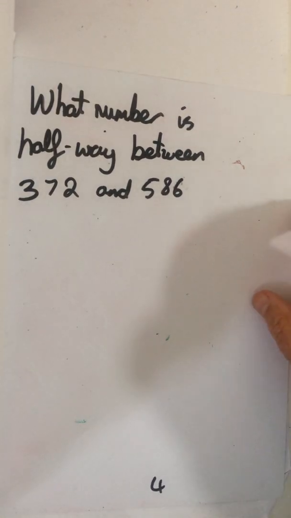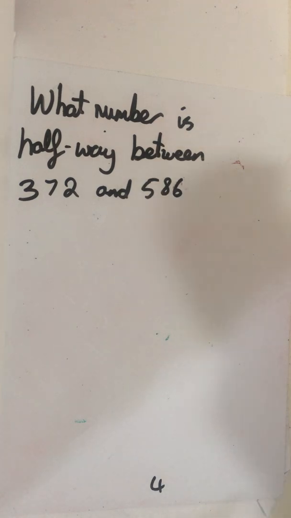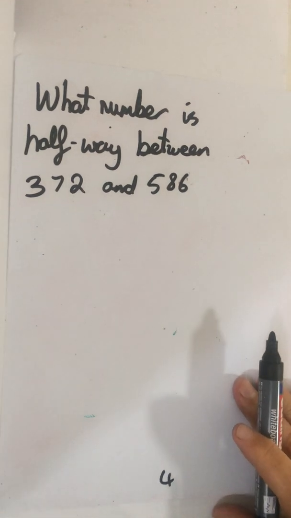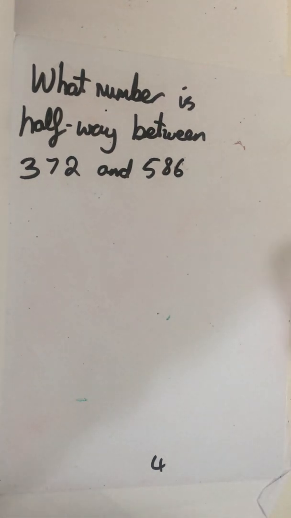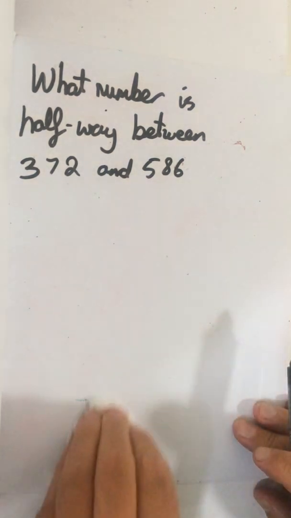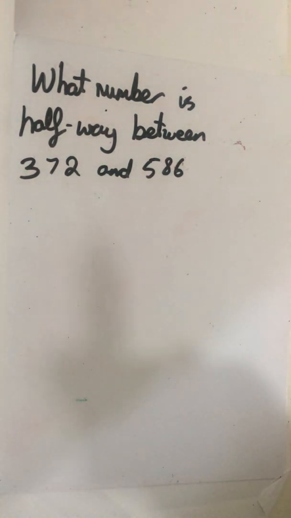Let's look at one more, and then I'm going to leave you to just work through today. What number is halfway between 372 and 586? Now there is a shortcut way of doing these. I'm not going to tell you that. I'm going to show you the long way. If you can work out the shortcut way yourself, okay, you can do that.